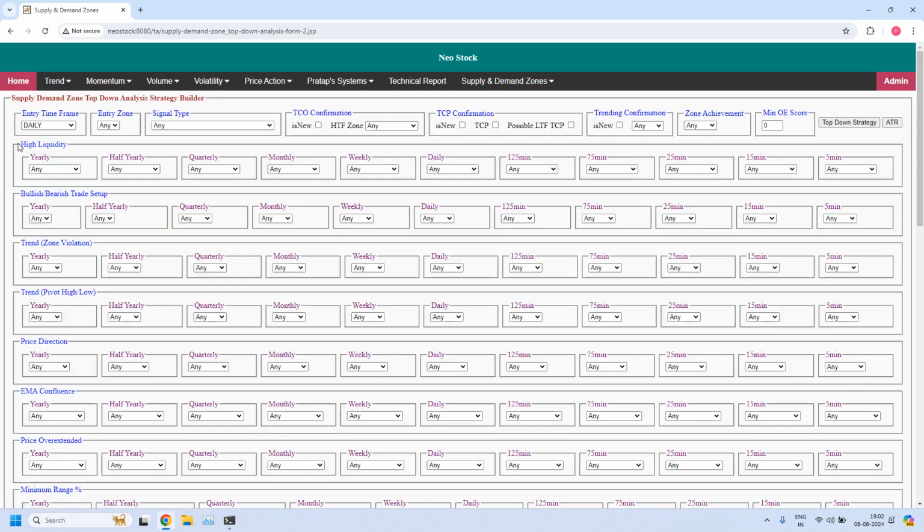The next report is daily income trade. For daily income trade, entry time frame is 15 minutes. Entry zone for bullish trade setup is demand zone. And also in bullish or bearish trade setup, in 15 minutes time frame, I am selecting bullish.